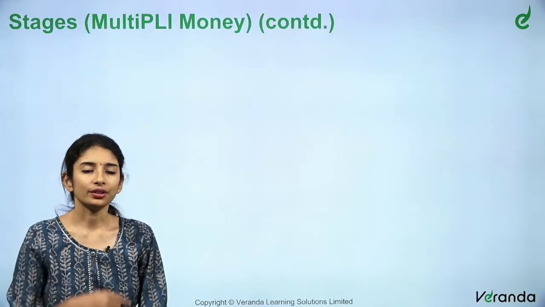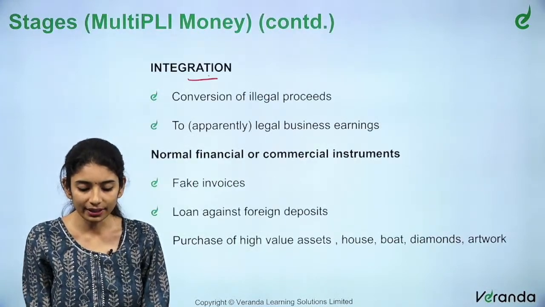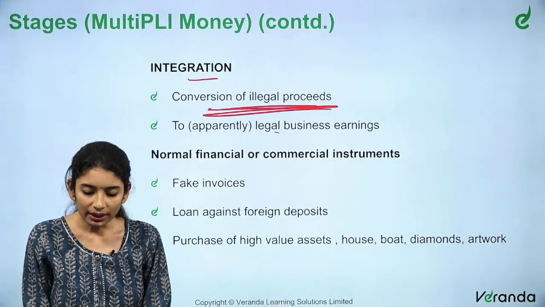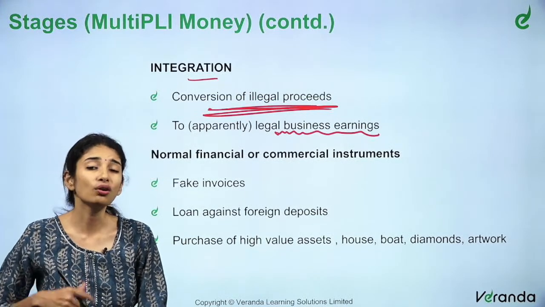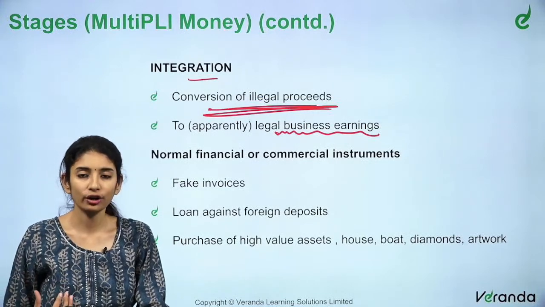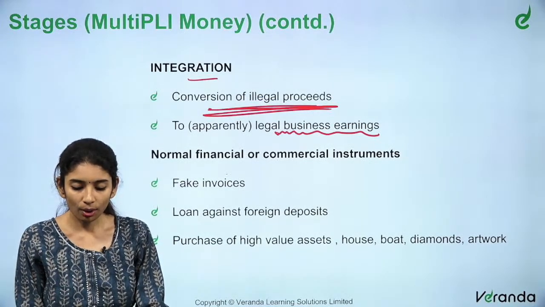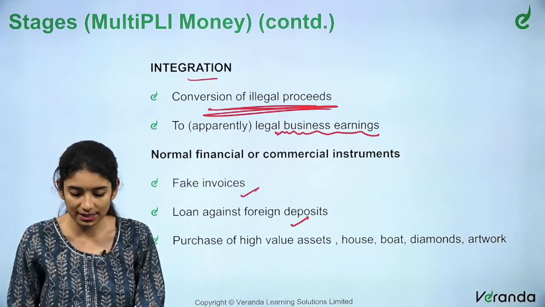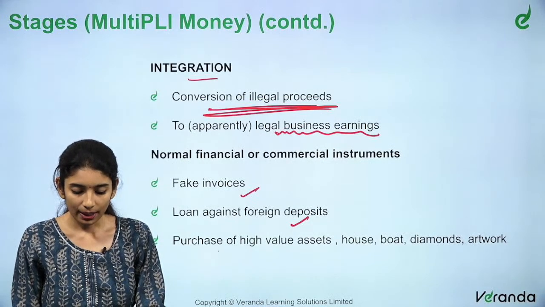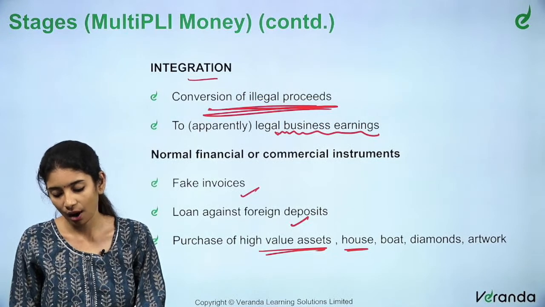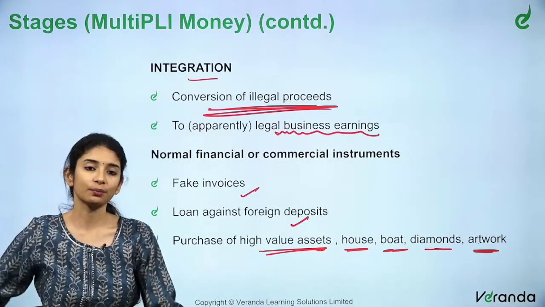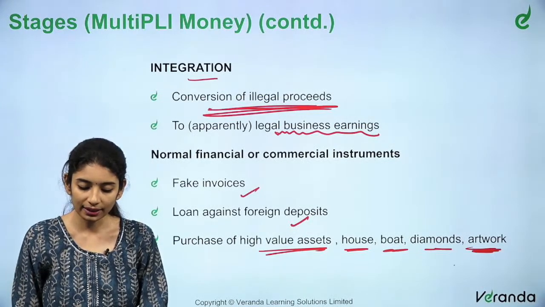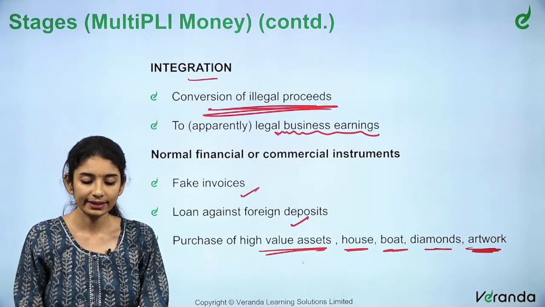Under integration, conversion of illegal proceeds to legal business earnings. It looks like it is in some legal investment or it is out of a legal source. Normal financial or commercial instruments, fake invoices, loan against foreign deposits. Purchase of high value assets: I buy a house, boat, diamonds or some huge painting, Mona Lisa in my house I put. Some original artwork I invest so much money in that.